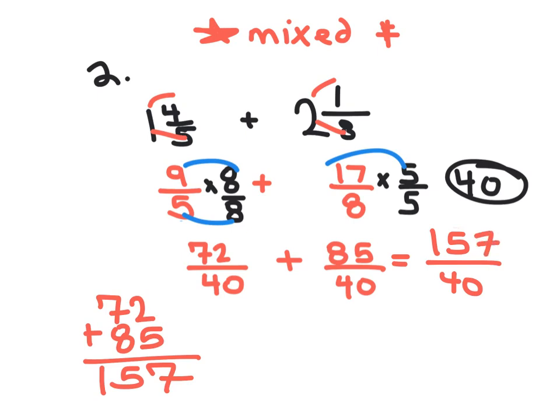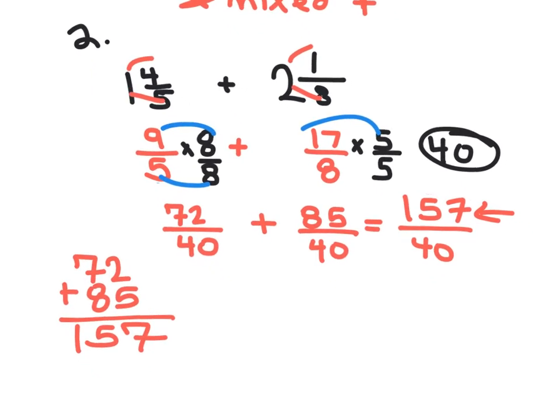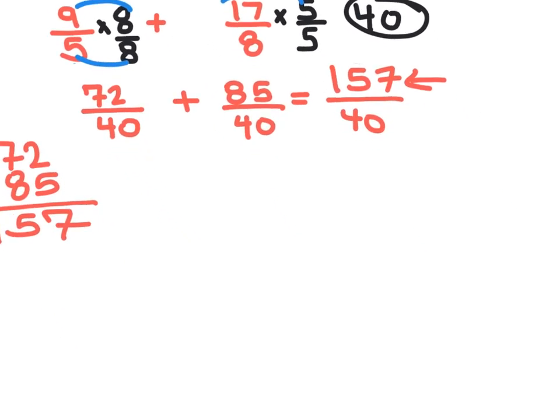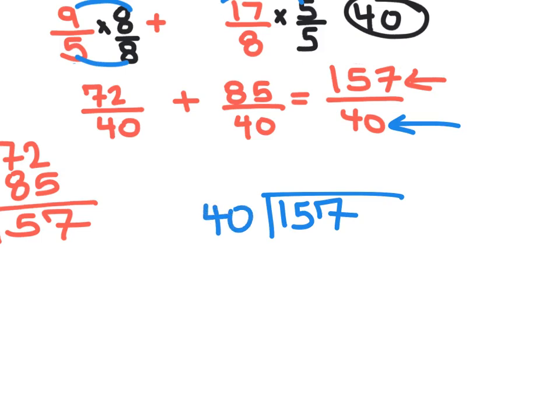Now my last step is to turn this improper fraction into a mixed number. And I know I need to do that because my number on top, my numerator, is larger than my denominator. So I'm going to write out my multiples of 40 to see how many 40s fit into 150. Or in other words, I'm going to divide out 157 by 40 to see how many 40s or how many groups of 40 fit into 157.